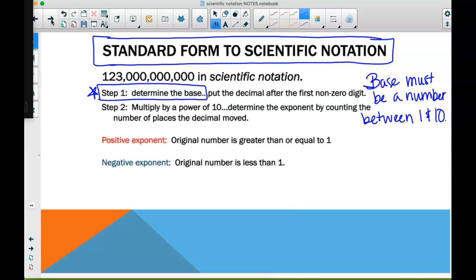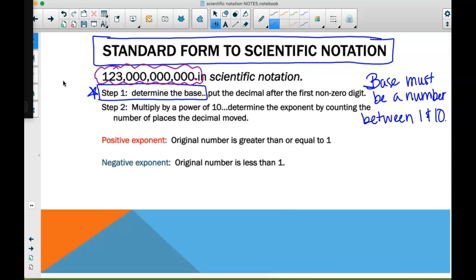Okay, so when I look at this number up here, 123 billion, I have to take my decimal and I have to move it so that I have a number between 1 and 10. Where would I put the decimal? Right now the decimal is here at the end. Where should I put the decimal to have a number between 1 and 10? After the 1. After the 1.